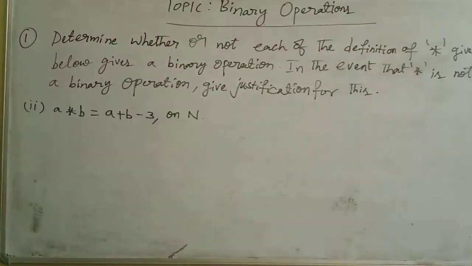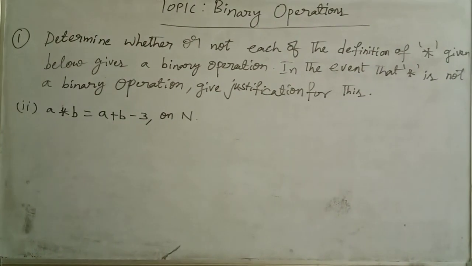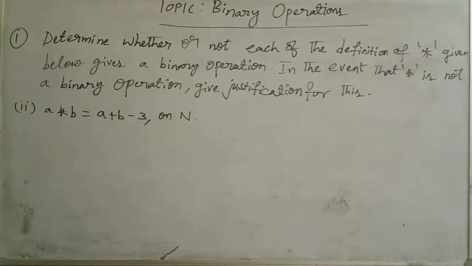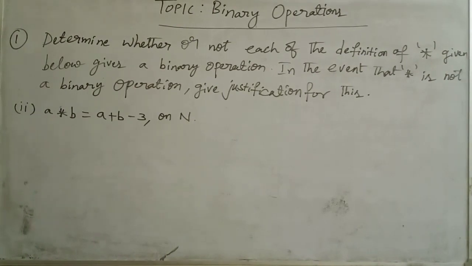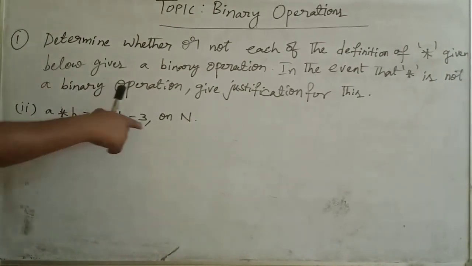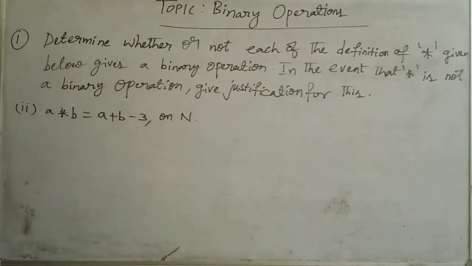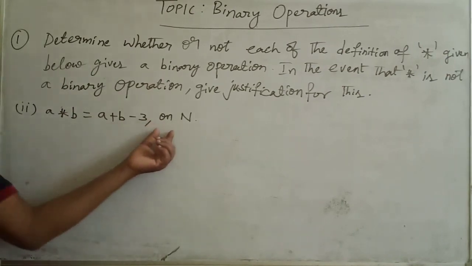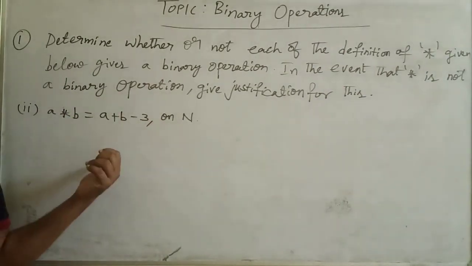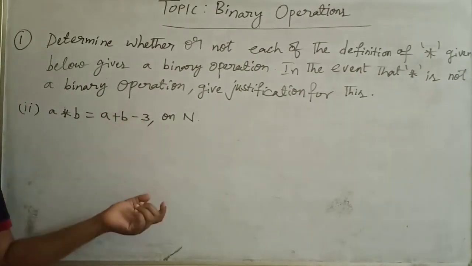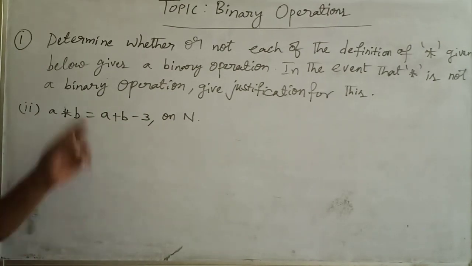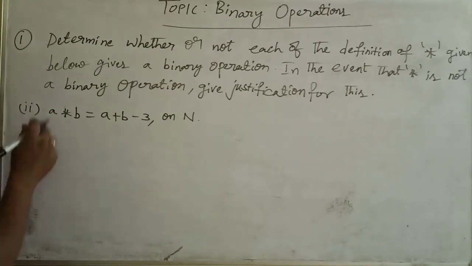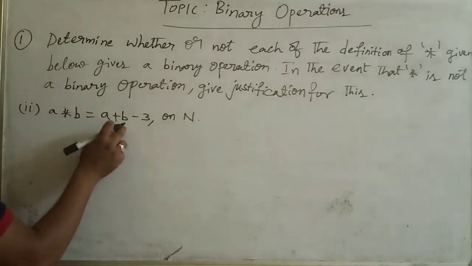Let's move on to the second one. a star b is equal to a plus b minus 3 on N, they have given. Here again it is on N, so you have to take only natural numbers, and when you take natural numbers, your result also has to be a natural number. Only then is this a binary operation possible. Let's start and check this. Here a star b means a plus b minus 3.